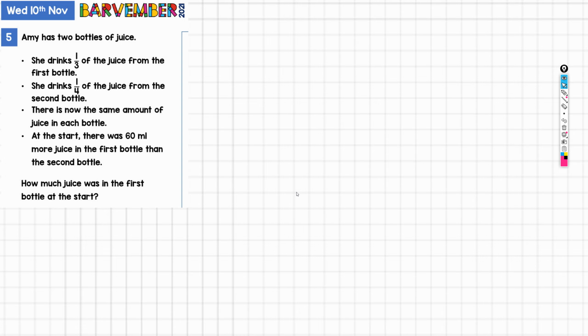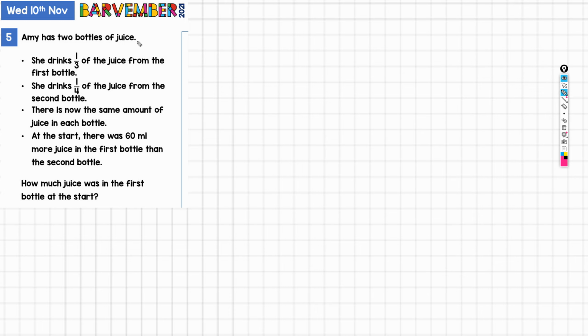Hi, and another really neat little problem here that will highlight just how powerful the bar model way of visualizing a maths problem is. Okay, so let's have a look at this.